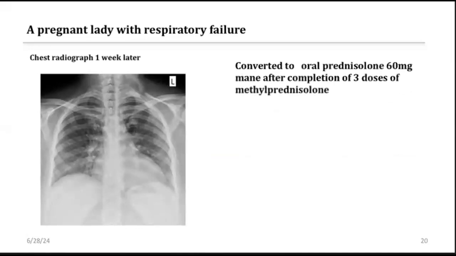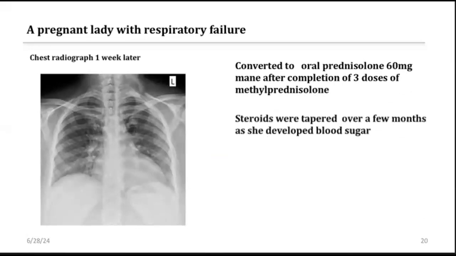After pulsing three doses of methylprednisolone, we started oral prednisolone 60 milligrams, and then we continued it for some time. The steroids were tapered over a few months as she developed high blood sugar.